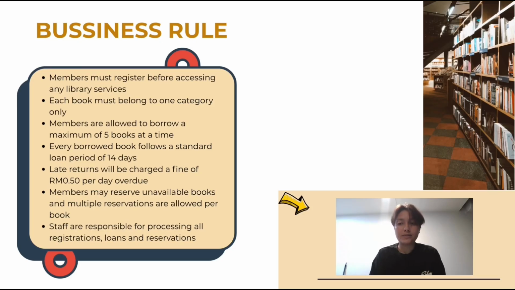Next, I will explain the business rules that were used to design the database. The first rule is that members must register before accessing any library services. Second, each book must belong to only one category. Third, members are allowed to borrow a maximum of 5 books at a time to ensure fair access to library resources. Fourth, every borrowed book follows a standard loan period of 14 days.